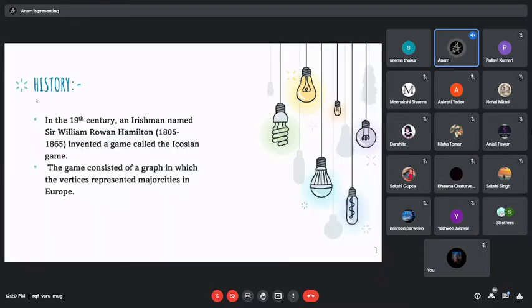History. The terminology of Hamilton circuit comes from a game called the Icosian puzzle, invented in 1857 by the Irish mathematician Sir William Rowan Hamilton. It consisted of a wooden dodecahedron, a polyhedron with 12 regular pentagons as faces. The game consisted of a graph in which the vertices represent major cities in Europe.